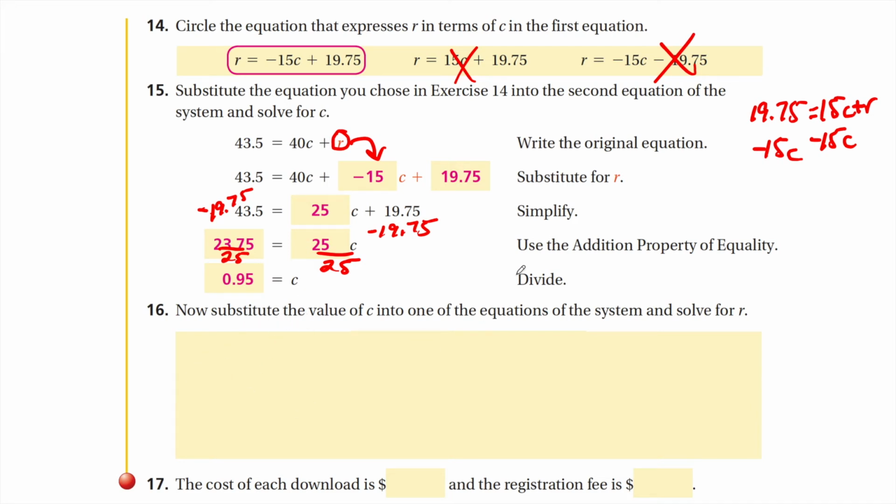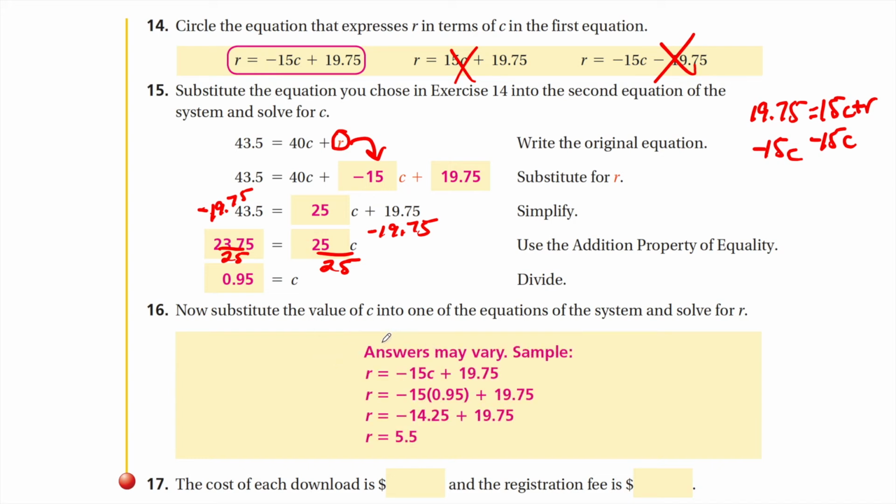Now substitute the C into the equation to solve for R. I'm going to just use the original equation that we know R equals. It's okay to do. So I'm going to now have R is going to equal negative 15C plus 19.75, but I'm going to take that C value and plug that in with parentheses as shown, and I'm going to be able to multiply everything down, and you'll find that eventually R will equal 5.5. So the cost of each download is going to be around 95 cents, and the registration fee is $5.50.